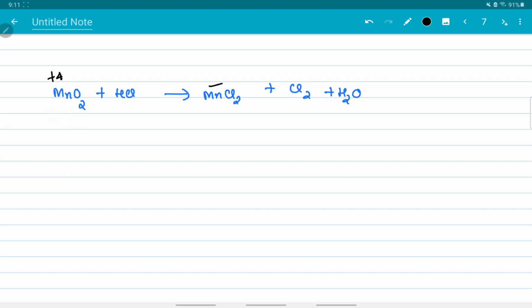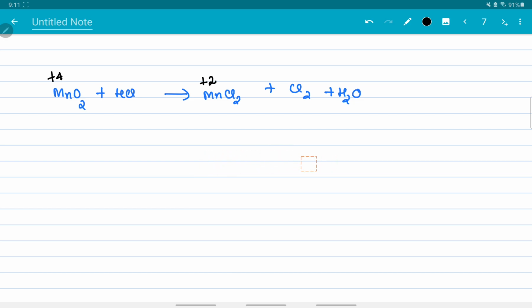Okay, now similarly let's do for this manganese. Let's take that manganese as x plus, since there is 2 chlorine atoms, take it as 2 and then multiply it by minus 1 because the oxidation number of chlorine is minus 1. Now this becomes 0 because the overall charge on it is 0. Now here x becomes equal to plus 2.